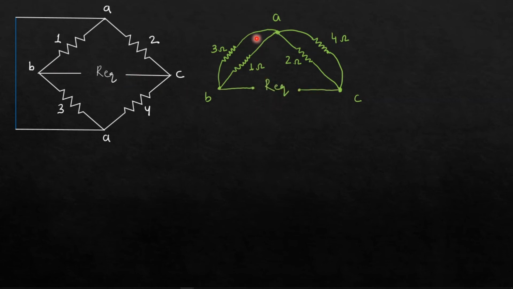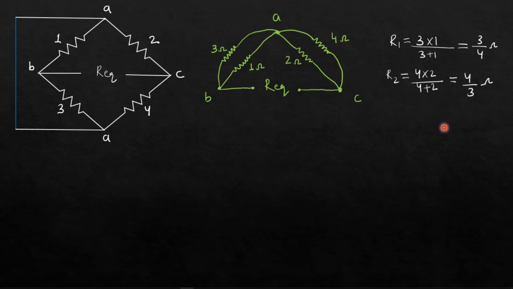From here you can clearly see that these two resistors are in parallel and these two resistors are also in parallel. Now let us say the parallel combination of these two is R1. So R1 will be 3 into 1 divided by 3 plus 1, that will come out to be 3 by 4. And again, let us say the parallel combination of these two is R2. So R2 will come out to be 4 into 2 upon 4 plus 2, that will come out to be 4 by 3 ohms.